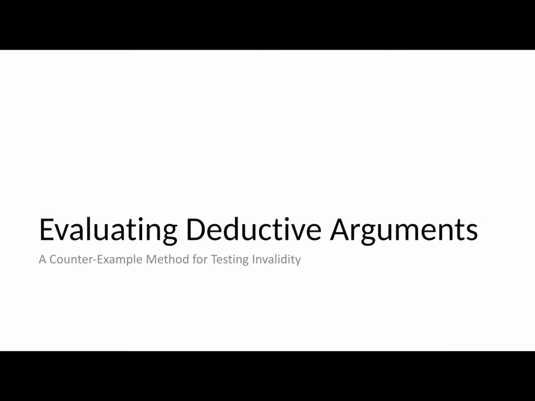All right, let's take a look at evaluating deductive arguments and specifically the counterexample method for testing invalidity. So we've learned a few basic deductive forms by now. We focused on learning some valid forms, but not all deductive arguments have a valid form. Some of them are invalid.